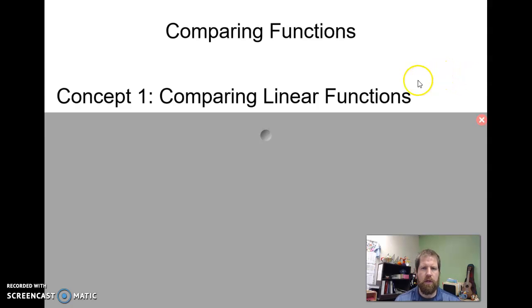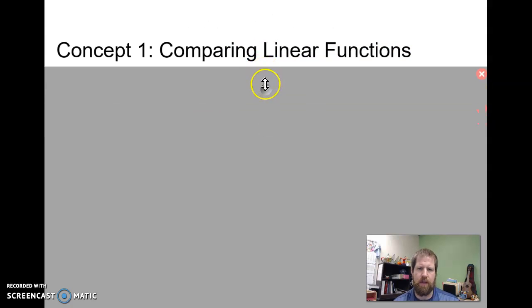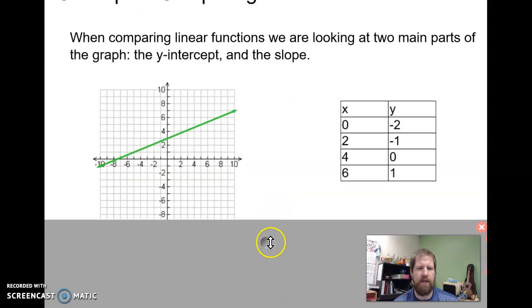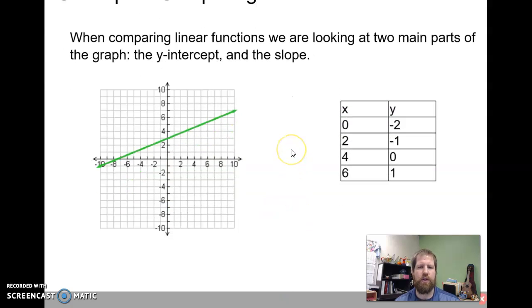Okay, we are looking at comparing functions, and we're going to start off with just linear functions. So this will be a review. Remember, when looking at linear functions, we've got two main parts of our equation or our line that we're looking at: the y-intercept and the slope.